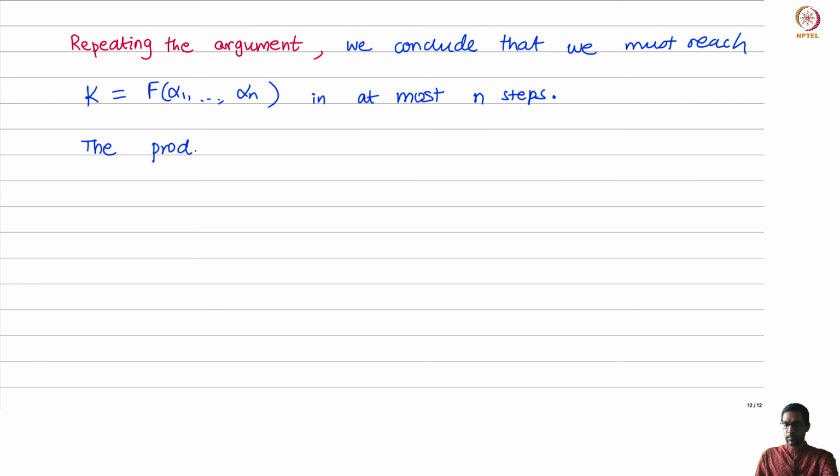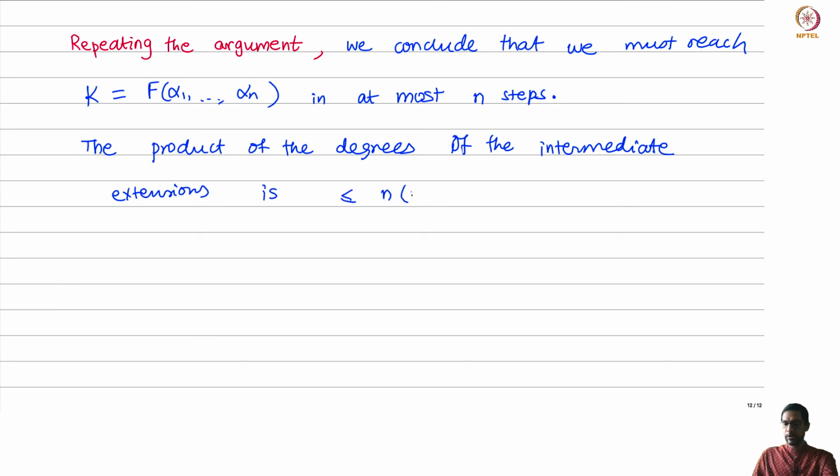So the product of the degrees involved, therefore, the degrees of the intermediate extensions, is at most n into n minus 1, and so on till 1, which is n factorial. Okay, so that's the end of the proof.